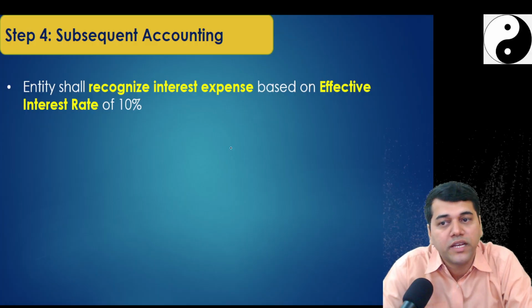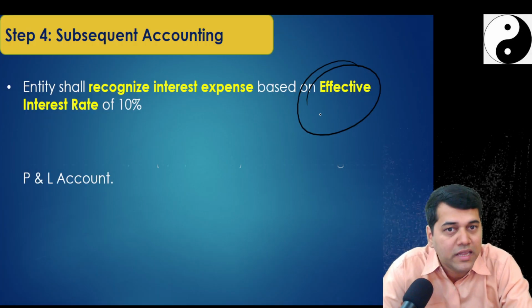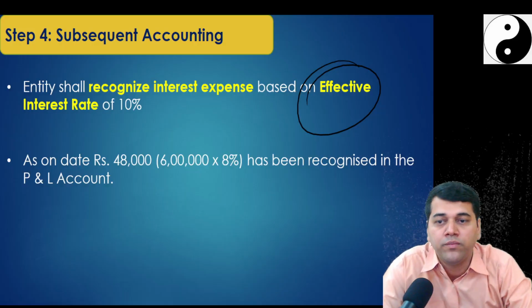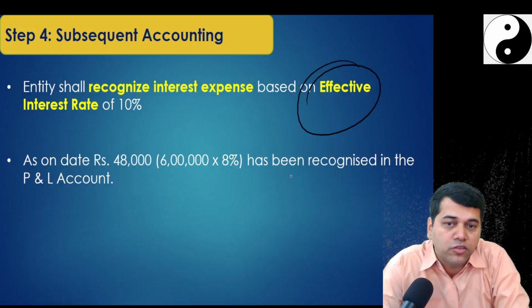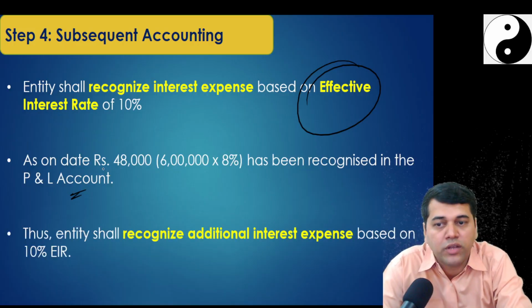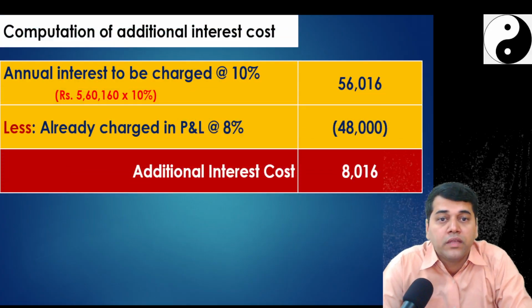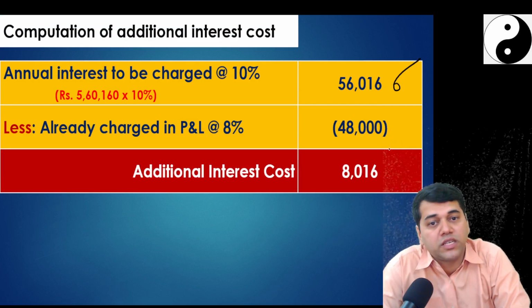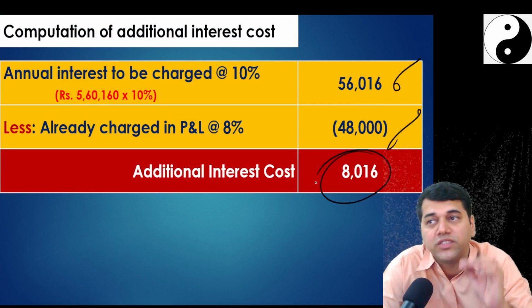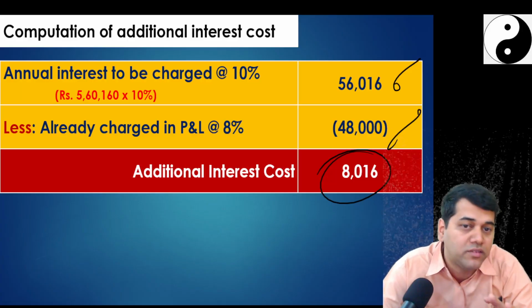Entity shall recognize an interest at the effective rate. You have to tell that subsequent accounting because he has to explain, no? And 48,000 has been recognized in the P&L account. So additionally, you have to recognize at the rate of 10% on the opening value of the debt portion. So 56,000 should have been recognized, 48 is already recognized, 8,016 is the additional amount. Is this number there in your answer?